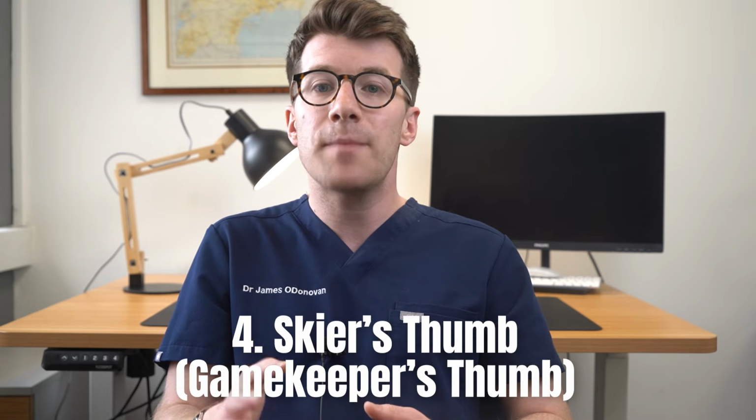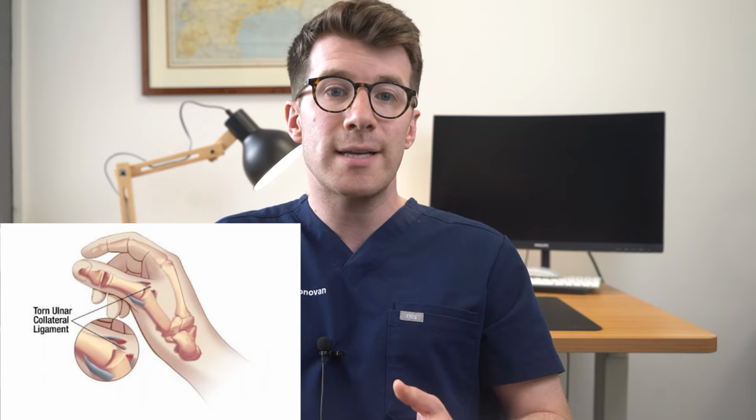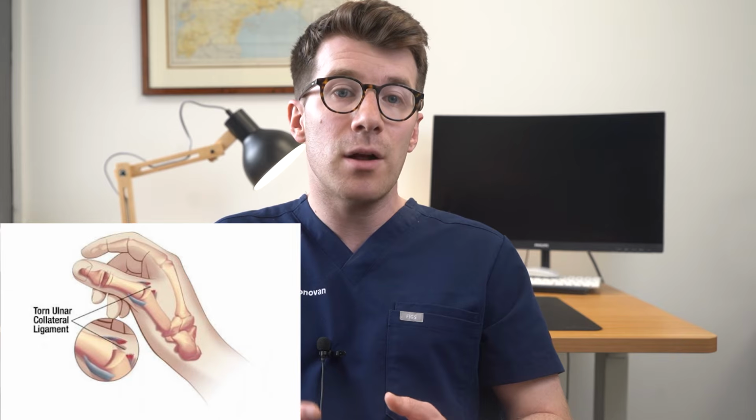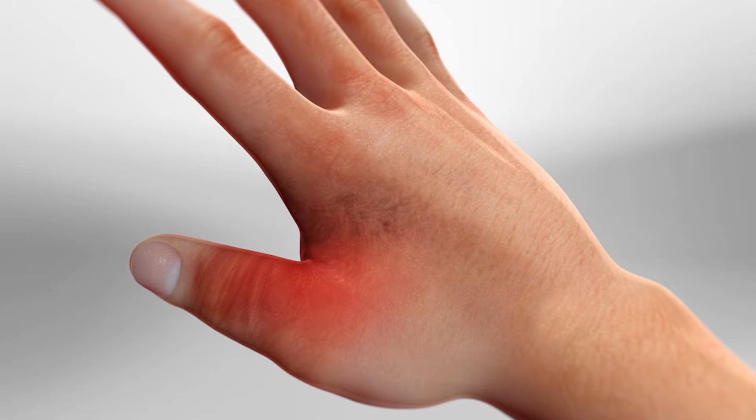Now, the fourth reason for thumb pain is something called skier's thumb, also known as gamekeeper's thumb. Now, this condition is caused by an acute injury or chronic stress, leading to a tear of the ulnar collateral ligament at the base of the thumb. Now, this often happens from a fall on an outstretched hand. Symptoms include pain, swelling, and instability at the base of the thumb, making it difficult to grasp objects.